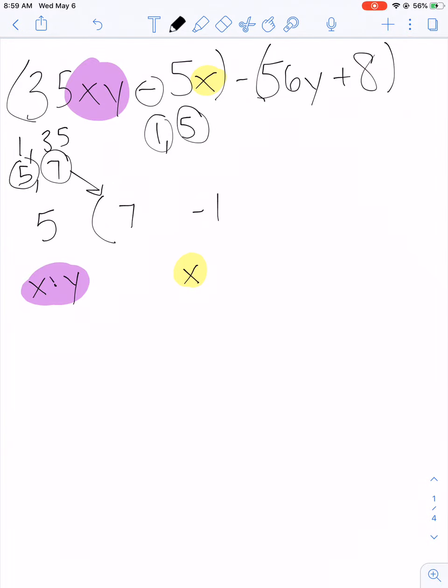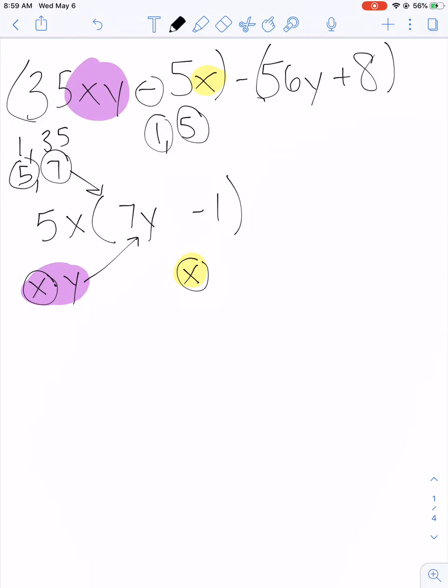Well, they both have x's, so I can put that here. But what do we have left? Well, 7y and nothing. So I'm not going to put anything with the 1 because the x had nothing left. And there we go. We factored out the first part.